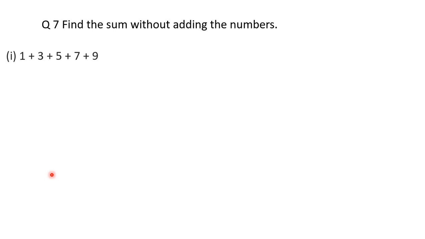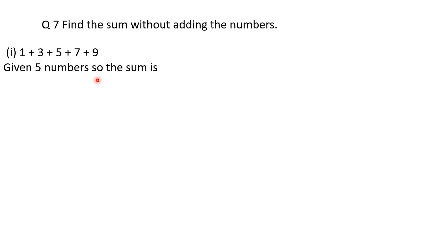So first is given 1 plus 3 plus 5 plus 7 plus 9. That is the sum of odd numbers. So we can say this is the problem to find the sum of odd numbers. Now how many numbers are here? We can count 1, 2, 3, 4 and 5. That is, the sum of 5 odd numbers we have to find out.